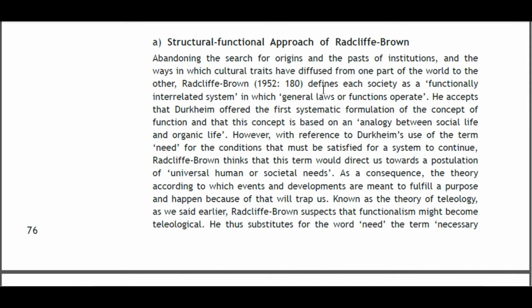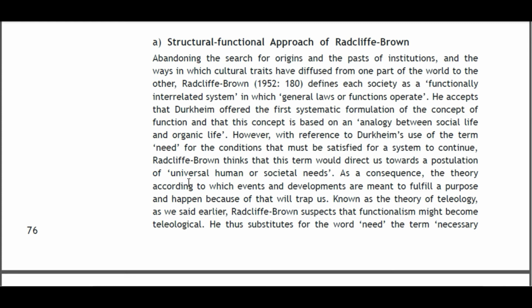Radcliffe-Brown, 1952, defines each society as a functionally interrelated system in which general laws or functions operate. He accepts that Durkheim offered the first systematic formulation of the concept of function, and that this concept is based on an analogy between social life and organic life. However, with reference to Durkheim's use of the term need for the conditions that must be satisfied for a system to continue, Radcliffe-Brown thinks that this term would be directly used towards a postulation of universal human or societal needs.